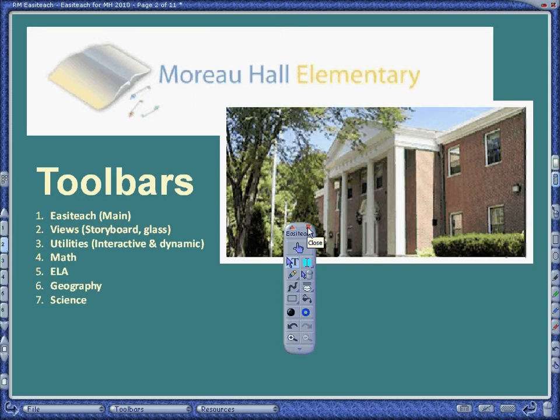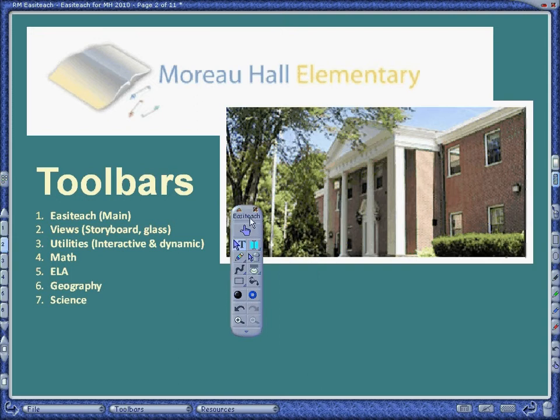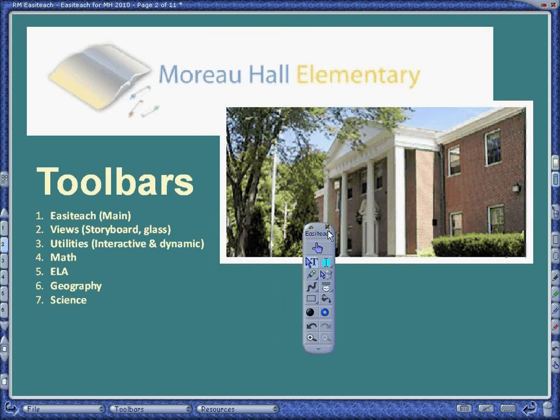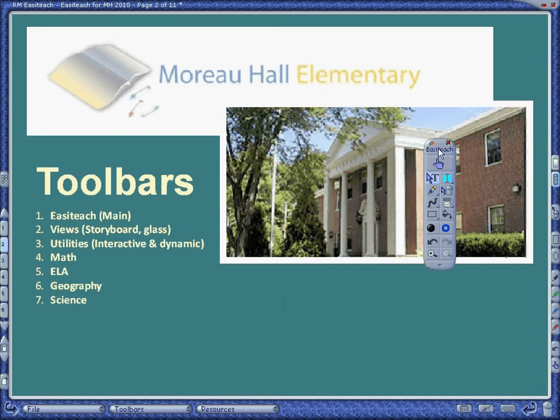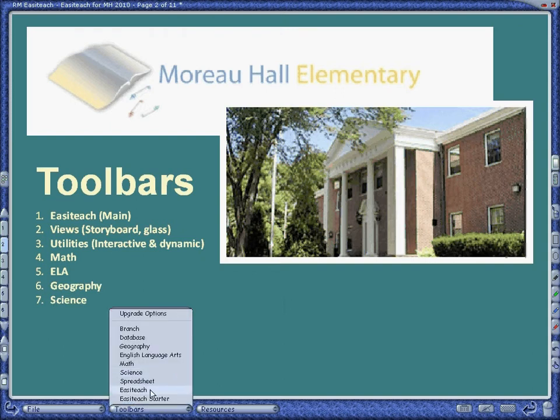This is the Easiteach. I consider it the main toolbar, and you can see that it expands to include other features. I'm going to go through the main elements that I think are most useful from that. And what I did was I just X'd it out so you can see that if you ever want it back, you can go here, or you can go down to toolbars and you can choose Easiteach. Not Easiteach Starter. No. Choose Easiteach.